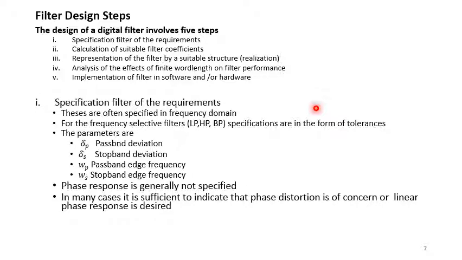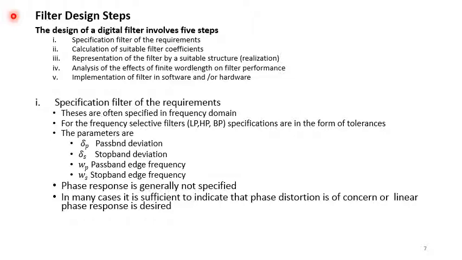The next topic we are considering is the filter design steps. The design of a digital filter involves these 5 steps. In the first step, we give the specification of the filter requirements, what type of filter we need, what the frequencies are, and so on. We'll talk in detail. The second step, once we have the specification, is to calculate or approximate the coefficients.